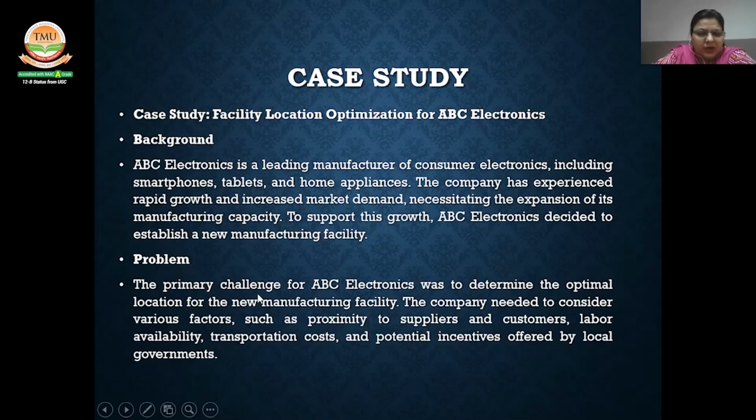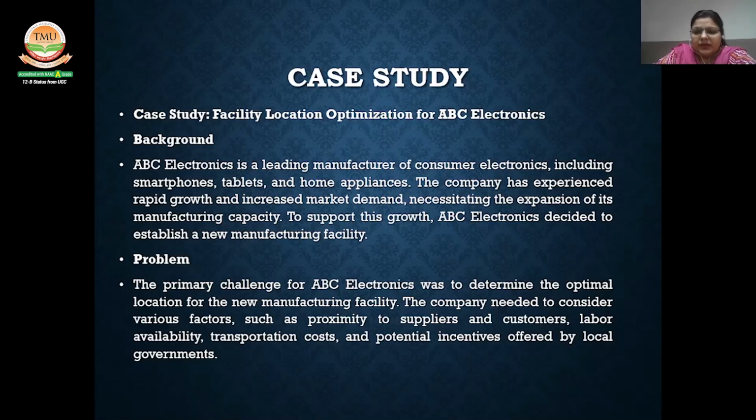Problem: the primary challenge for ABC Electronic was to determine the optimal location for the new manufacturing facility. So they want to purchase the kind of location which is optimal for them. The company needs to consider various factors. For the selection of this location, they have decided to consider these kinds of factors. What are these factors? Such as proximity to suppliers, where the suppliers and customers both are available.